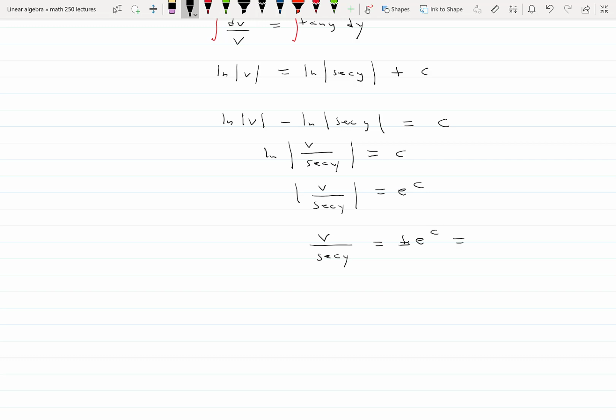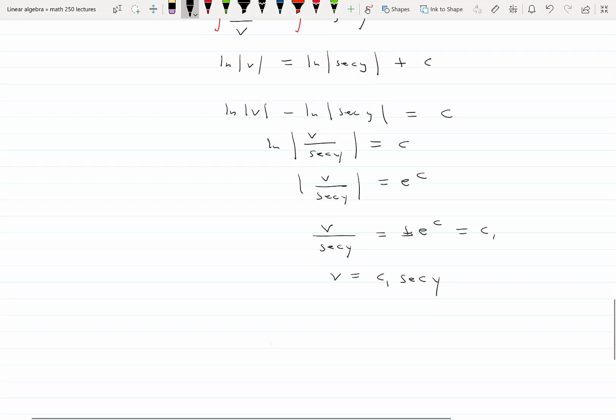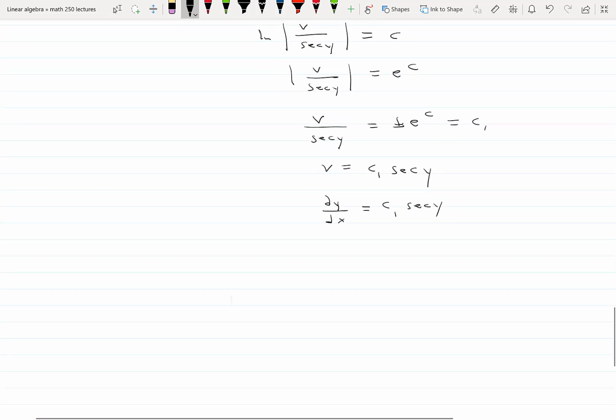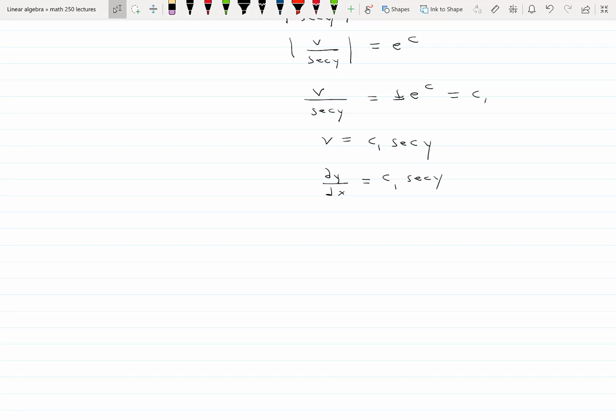So v over secant y equals, let's say, c1. So v equals c1 secant y. Well, we're not looking for v. We are looking for y. So we have v, which is dy dx, equals c1 secant y. Almost there, another separable differential equation. So we have dy over secant of y equals c1 dx.